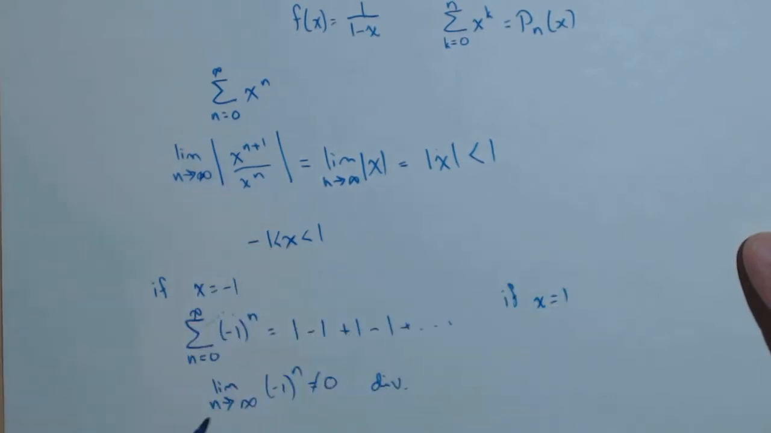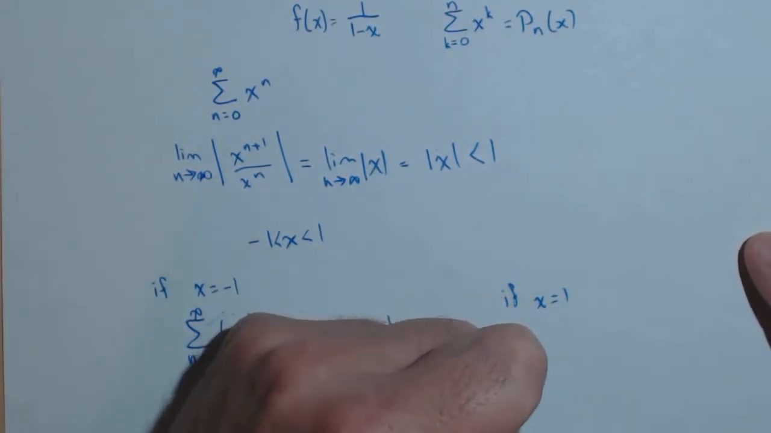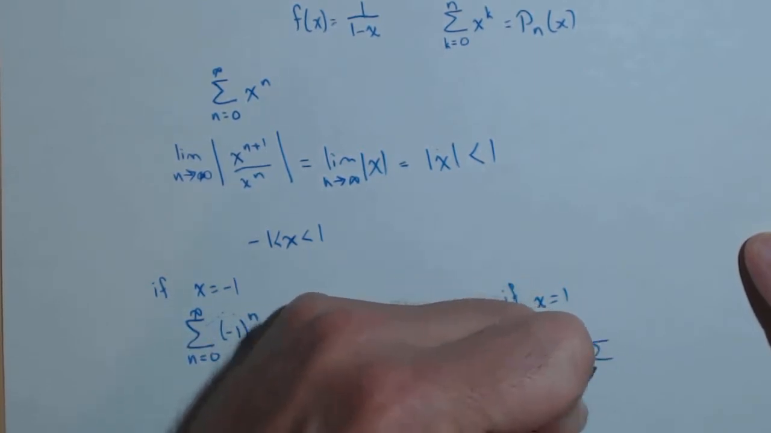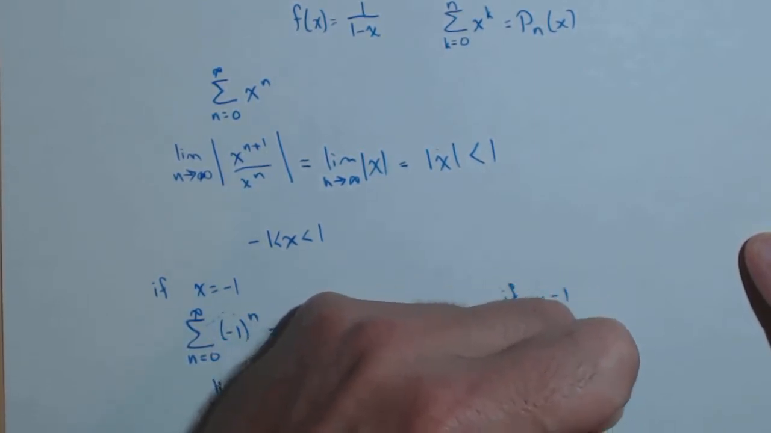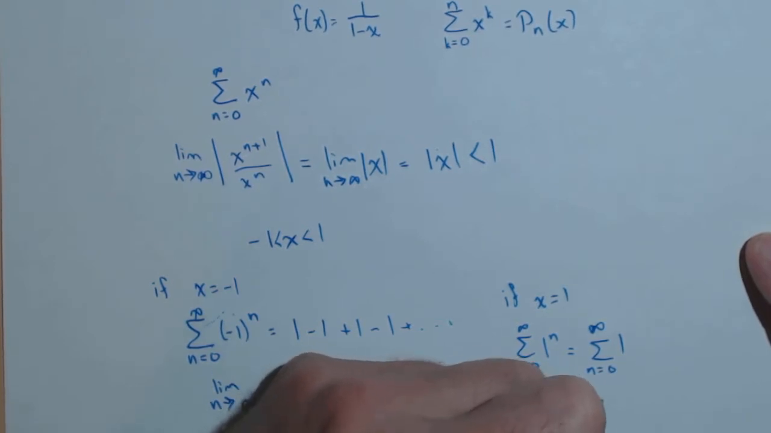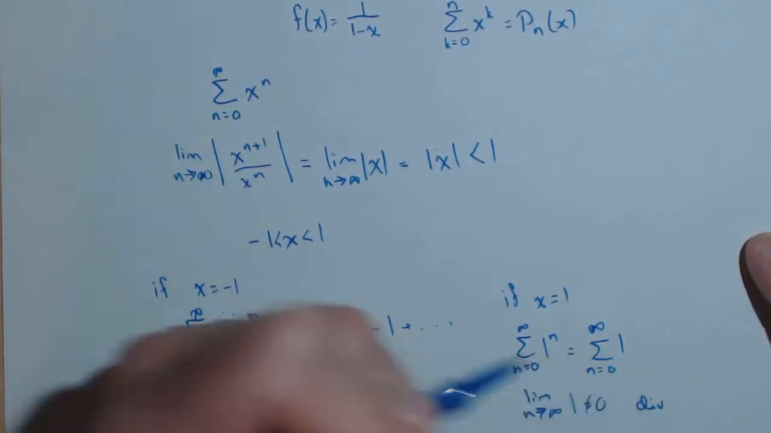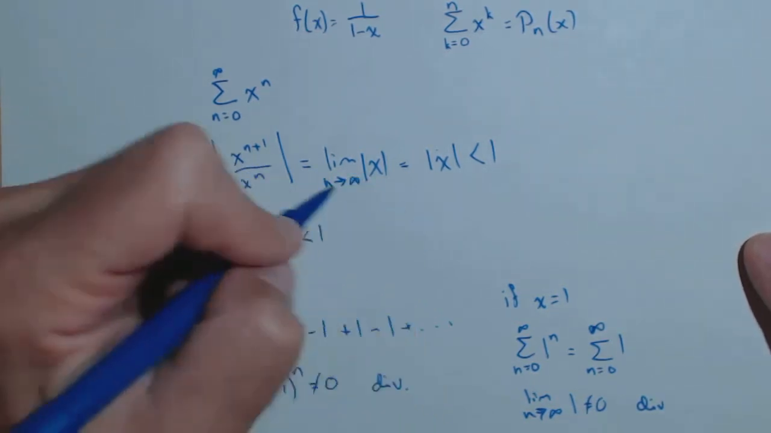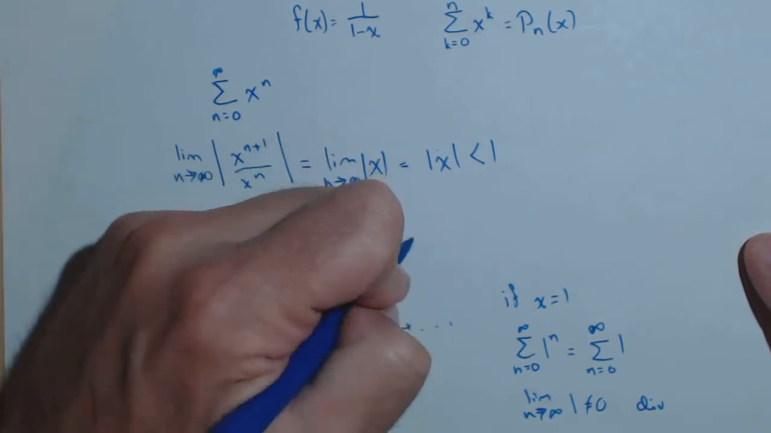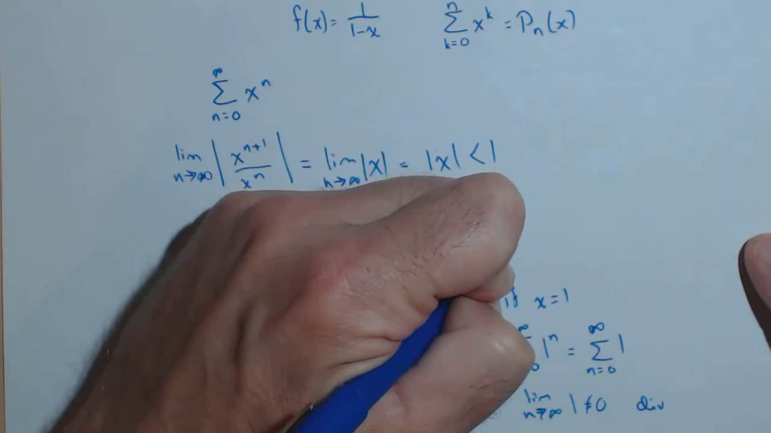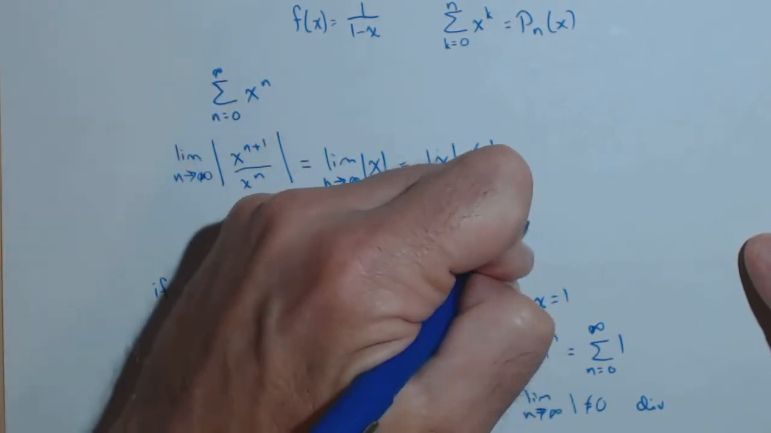If x equals +1, we get the summation from n equals 0 to infinity of 1 to the n, which is a summation from n equals 0 to infinity of just 1. We can actually use the same exact argument. The limit as n goes to infinity of 1 does not equal 0, so it's again divergent by the divergence test. So our interval of convergence is -1 to 1, not including either endpoint. If we want to write it in interval notation, it's the open interval from -1 to 1.